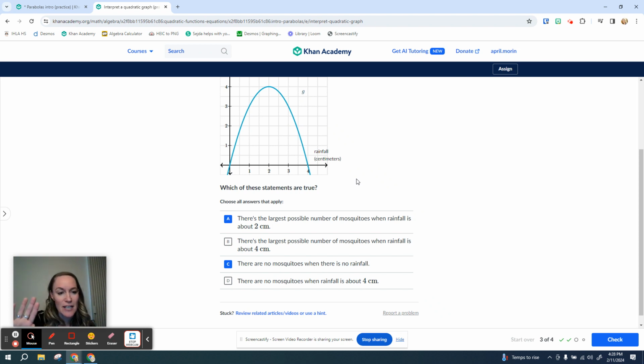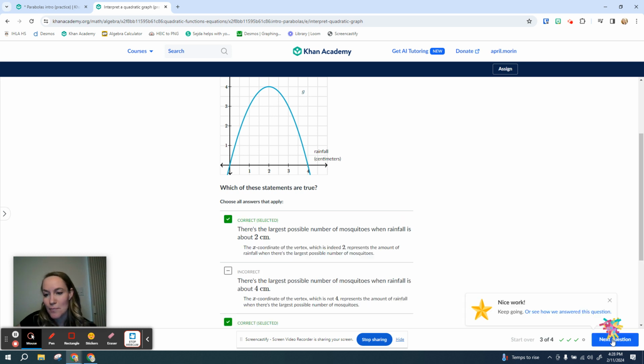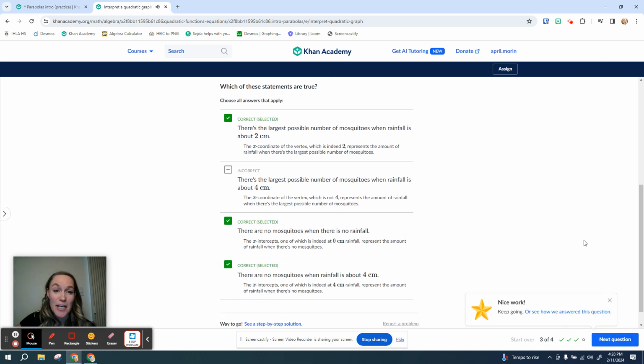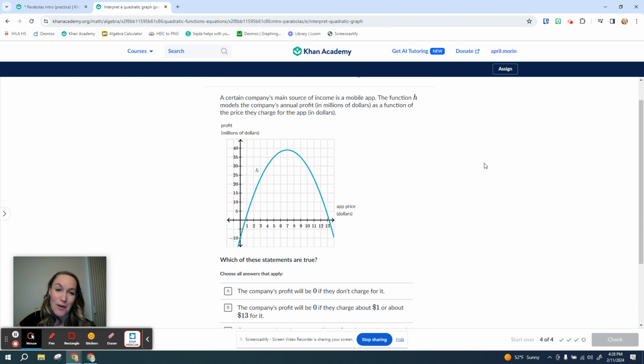That's what is designated. If there was a theoretical world where there was absolutely no rainfall ever, there would be no mosquitoes. There are no mosquitoes when rainfall is 4 centimeters. So rainfall is 4 centimeters again, and there's no mosquito. Right? Okay. So, check. That one was crazy because there were actually 3 of those that were correct. So you've really got to read through all of the choices and make sure that you're choosing the right combination.